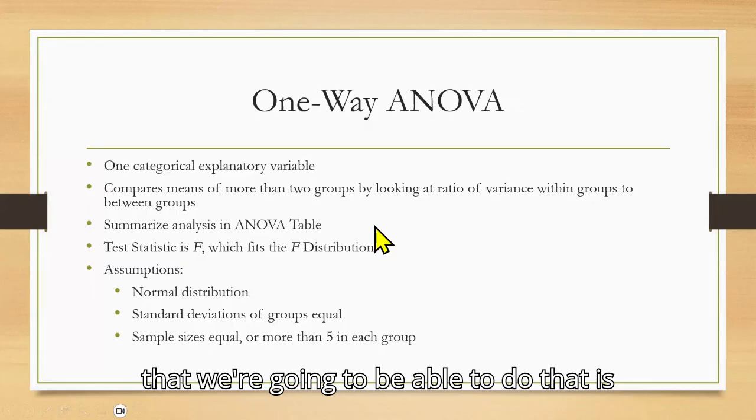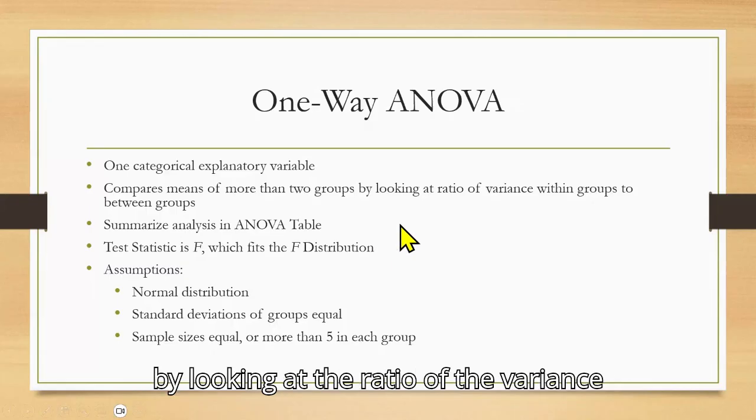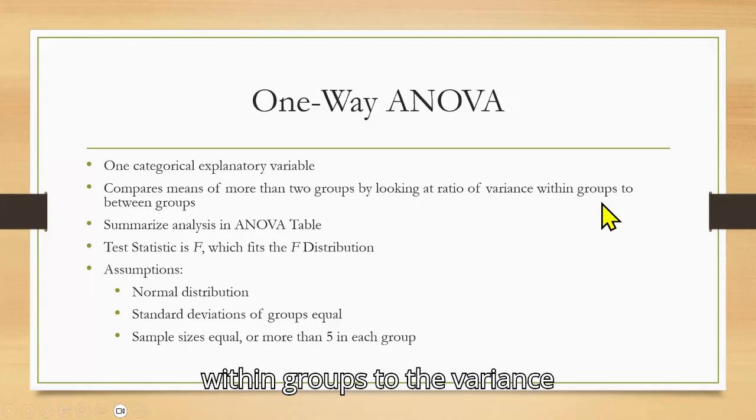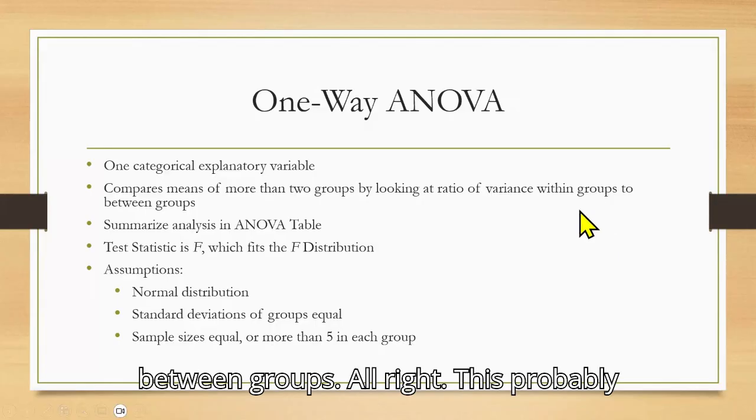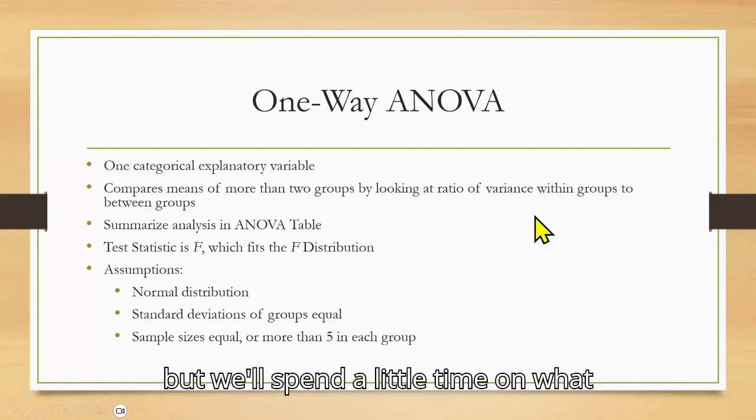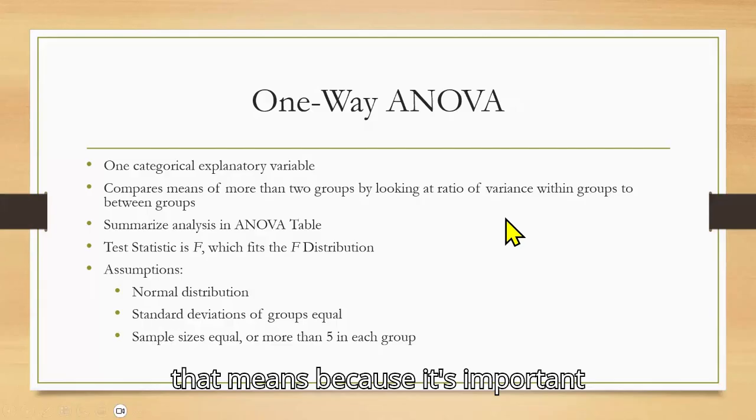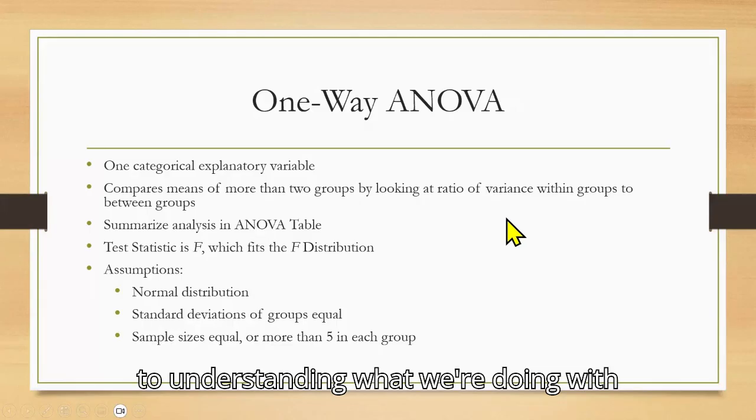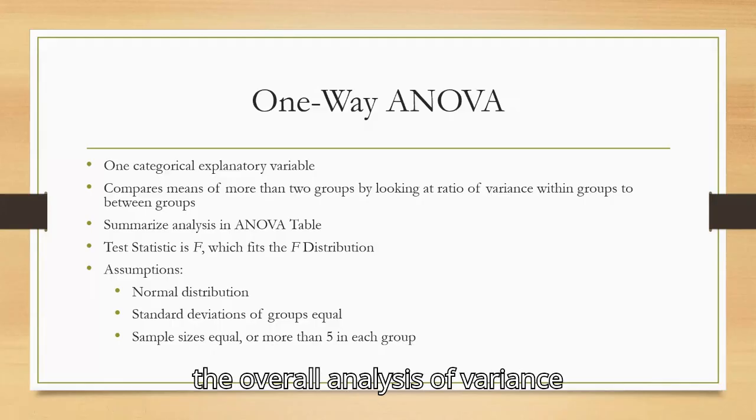And the way that we're going to be able to do that is by looking at the ratio of the variance within groups to the variance between groups. All right, this probably doesn't make any sense to you right now, but we'll spend a little time on what that means because it's important to understanding what we're doing with the overall analysis of variance approach.